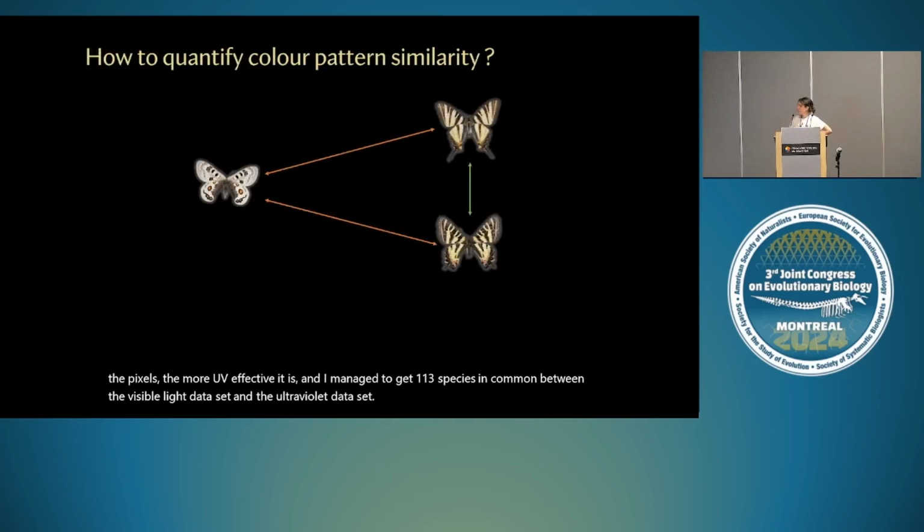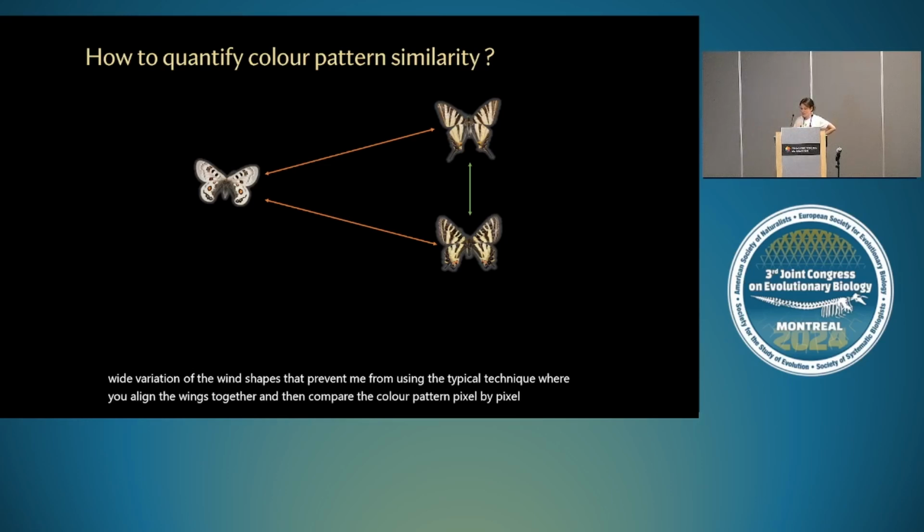So now a big part of my thesis has been spent to find out how I can quantify color pattern similarity between my species. Because, as I said, I'm working at a large macroevolutionary scale, species have a very wide variation of wing shape that prevents me from using the typical technique where you align the wings together and then compare the color pattern pixel by pixel.